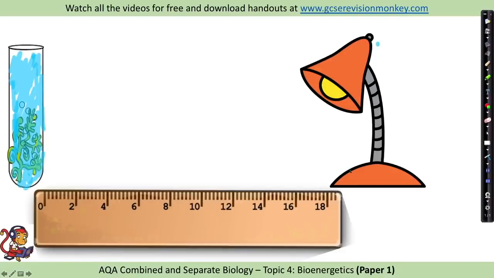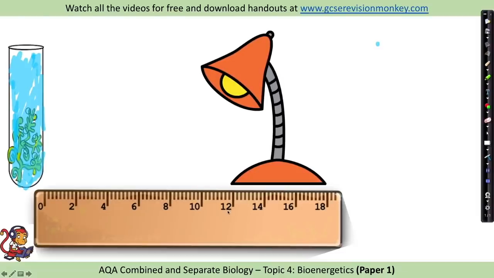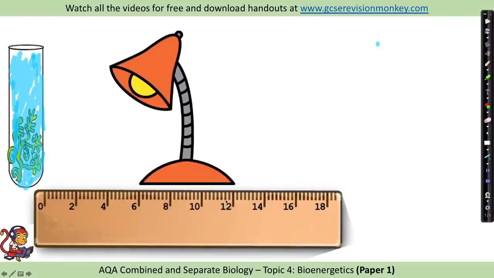For example, if you had your lamp far away pointing at the pondweed, you might get a few bubbles coming off in that minute. If you then moved it closer, you might get a few more bubbles given off in that minute. If you moved it closer again, increasing the light intensity that's reaching the pondweed, in that minute you may well get a few more bubbles giving off, indicating a higher rate of photosynthesis as you move the lamp closer to the pondweed.